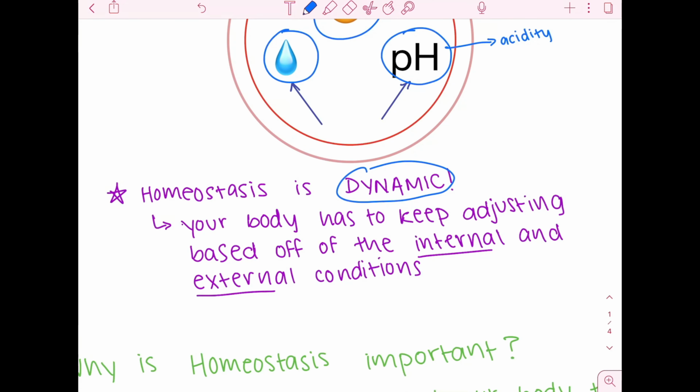So if it's really cold in the morning, your body is going to incite some sort of heat generating function. But if it's really hot in the afternoon, your body is going to incite some sort of heat losing function. So an example of this could be releasing moisture.